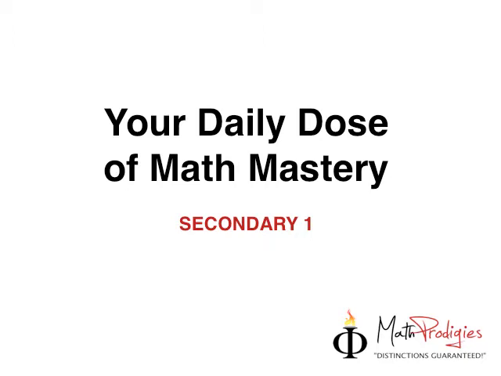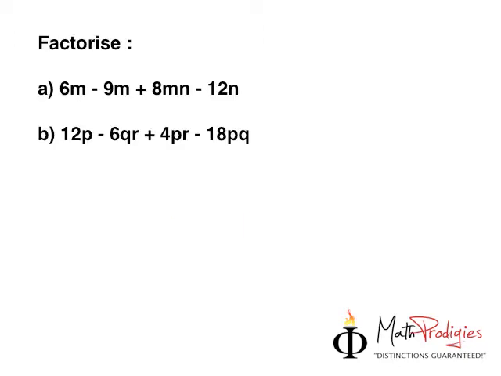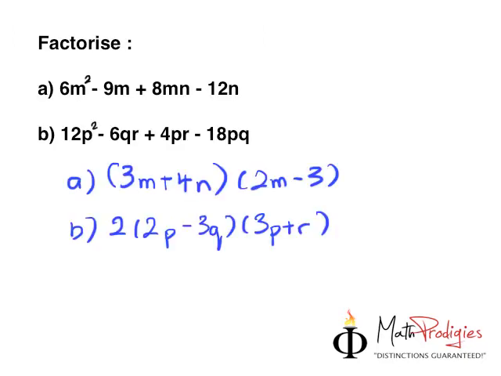Yesterday's question was factorize this, and the answers are: for part A, (3m + 4n)(2m - 3). For part B, which might be a little challenging, 2(2p - 3q)(3p + r). If you got both right, give yourself a high five. You are a math prodigy. Good job. So, how do we do this?